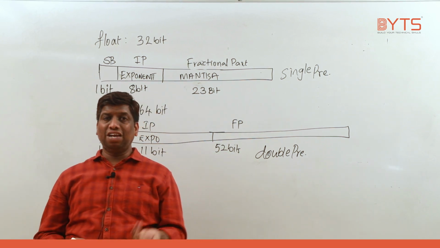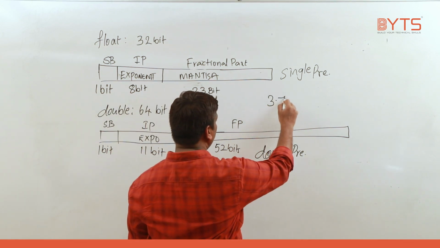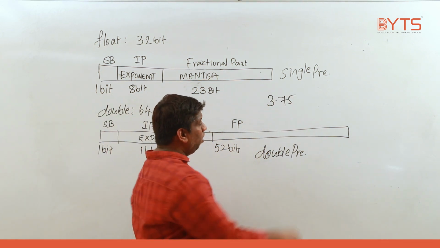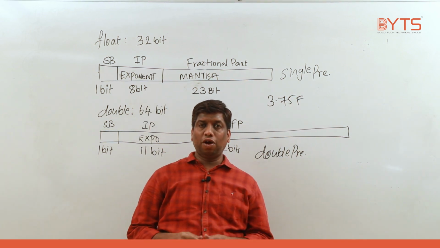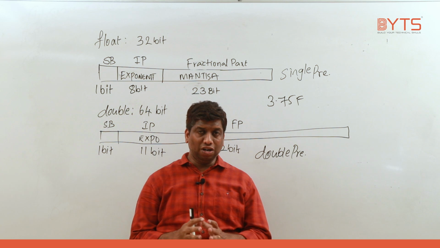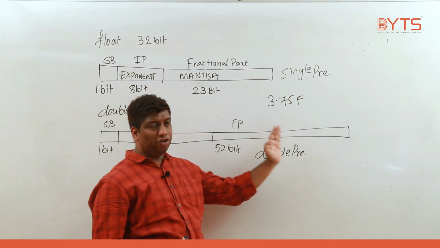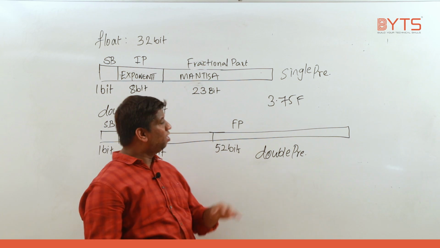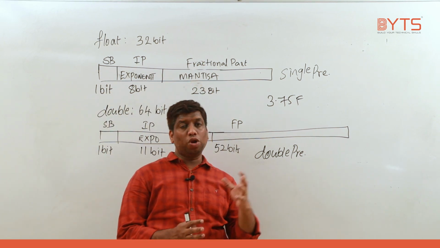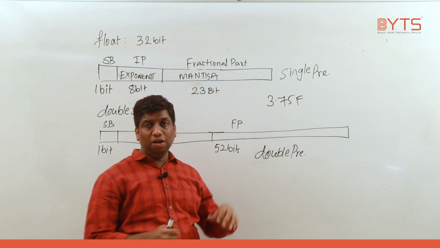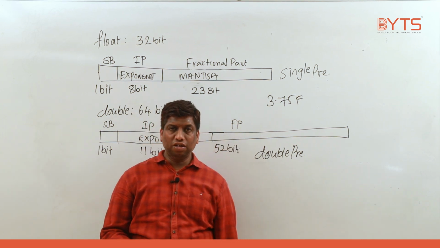Then how do you understand whether a given number is a float or double? That's what we discussed earlier. If you write 3.75, this is double. If you append f, then it is considered as what? Float. Any decimal point number by default is considered as what? Double. So for the fractional part, if you are using 52 bits, you will get more accuracy. If you are using 23 bits, you will get less accuracy. So when you want to deal with more accurate data, you need to go to double. If you want to deal with less accurate data, you go with a float.